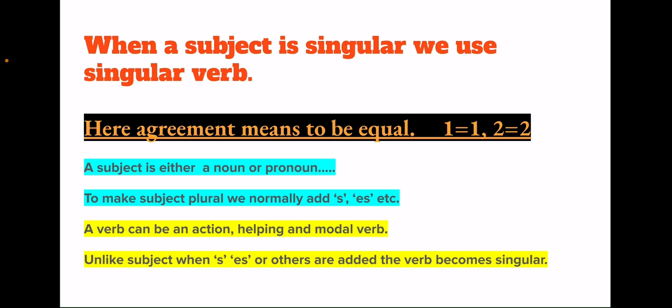A subject is either a noun or a pronoun normally, right? And to make a subject plural, we normally add s. For example, boy will become boys, girl will become girls. And then there are irregular nouns, like child will become children. So normally we add s or es to a noun and then it becomes plural.